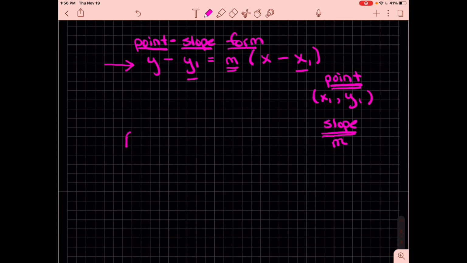We also this time talked about standard form, which looks like this. A, B, and C are all numbers in this case. Make sure you have those in your notes.